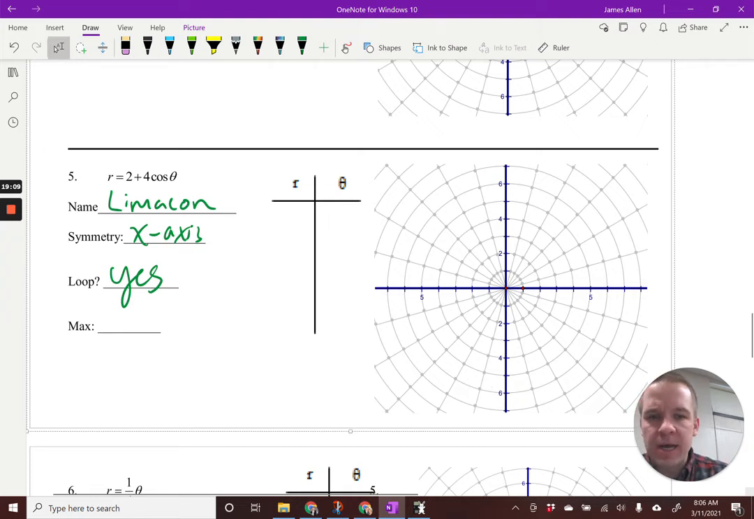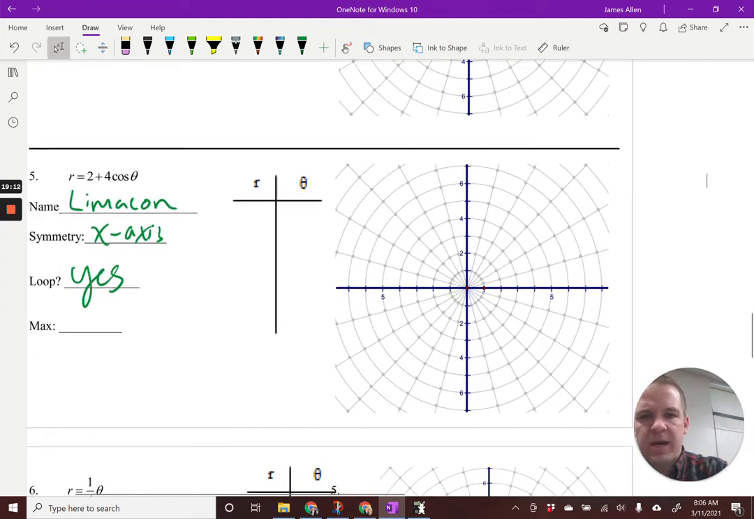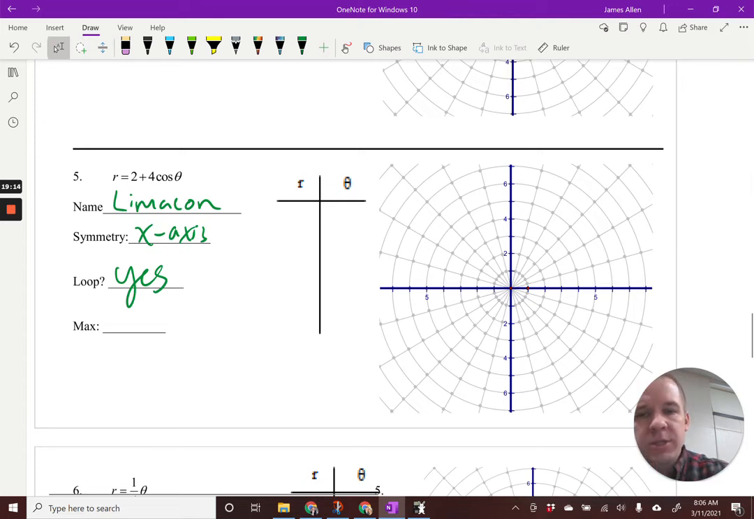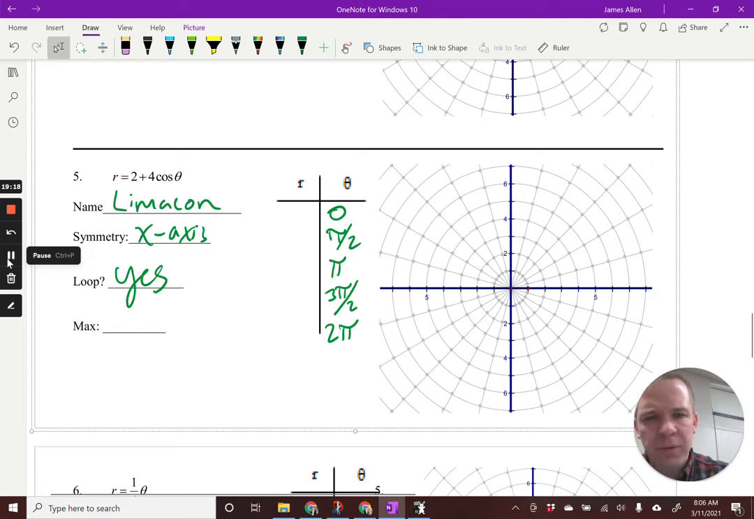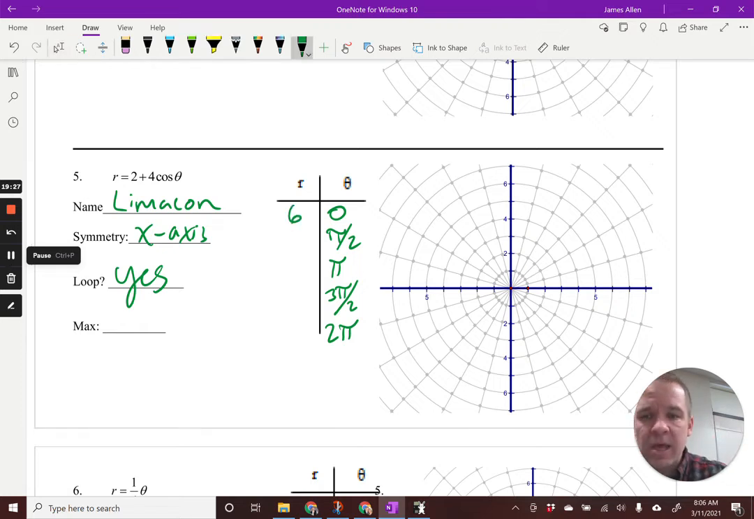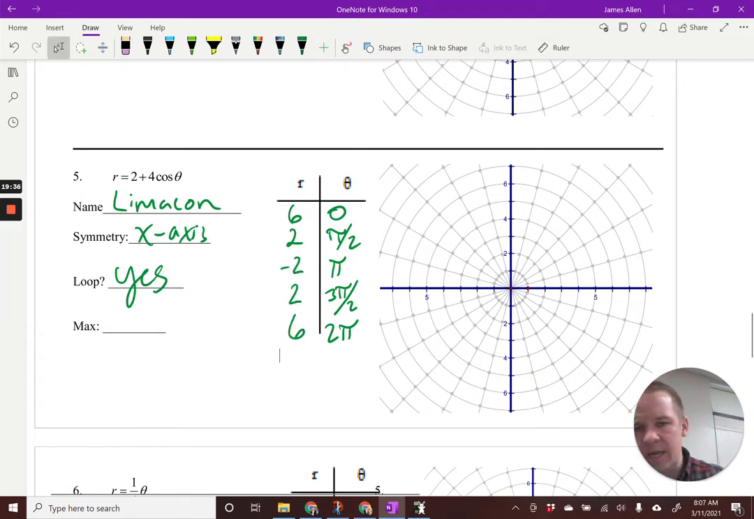All right, let's get ourselves a nice little table of values here. We've got 0, pi over 2. If I plug in 0, I'm going to try and do this without the calculator. Cosine of 0 is 1, 4 times 1 is 4, so then I'd get 6 here. At pi over 2, cosine is 0, so 0 plus 2 is going to be 2. There we go, got our table of values filled out, just using what I know about trig and quadrantals.